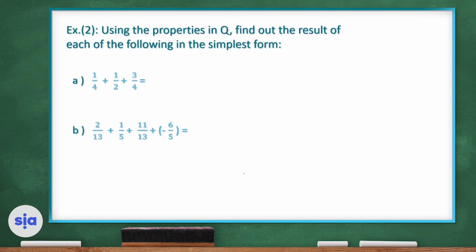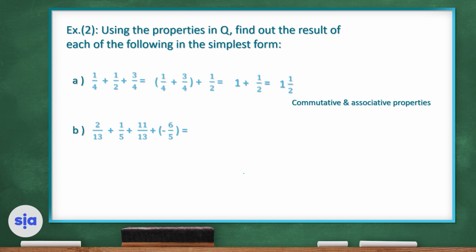Exercise number 2. Using the properties in Q, find out the result of each of the following in the simplest form. So here, we're going to use the associative property by grouping the two that have the same denominator together, like the 1 over 4 plus 3 over 4, and then we add the 1 over 2. 1 over 4 plus 3 over 4, it's 1 plus half, so it is 1 and a half. Here, which properties do we use? We use the commutative and associative properties.